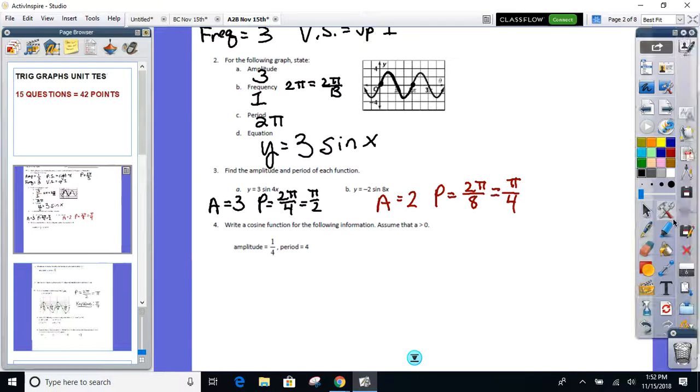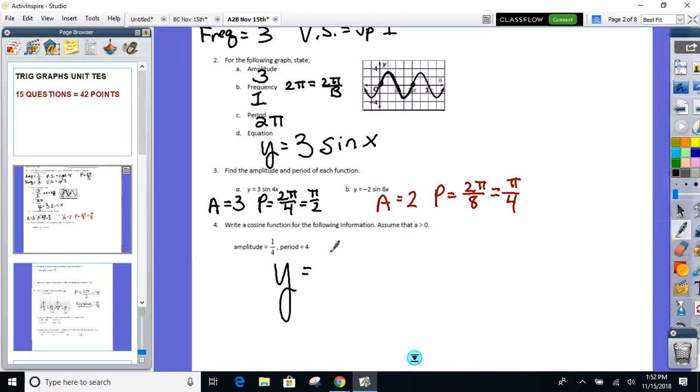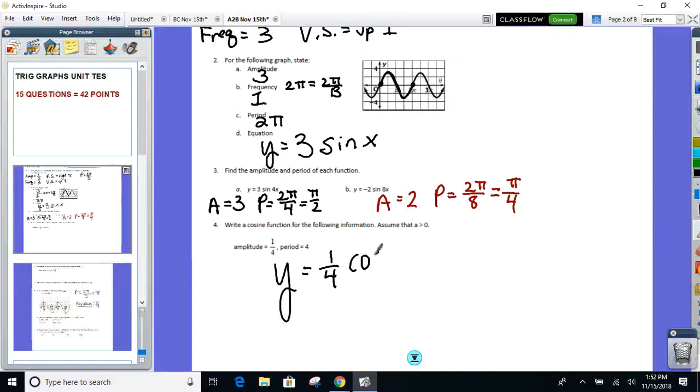You guys get an easy one again. Write that equation right now. Cosine curve with an amplitude of 1/4 and a period of 4. Y equals 1/4 cosine. Don't put the 4 in there. Use it though. How are you going to use it to find the B value? Pi over 2, nice. Frequency is pi over 2, so go ahead, finish your equation.